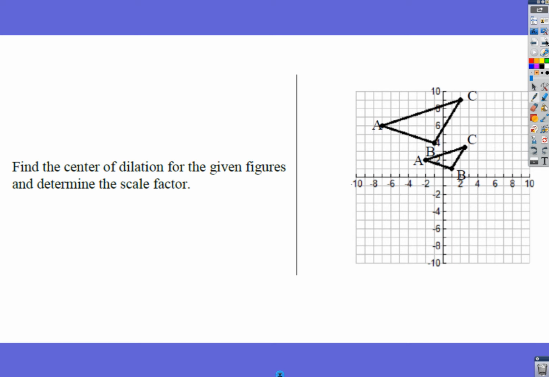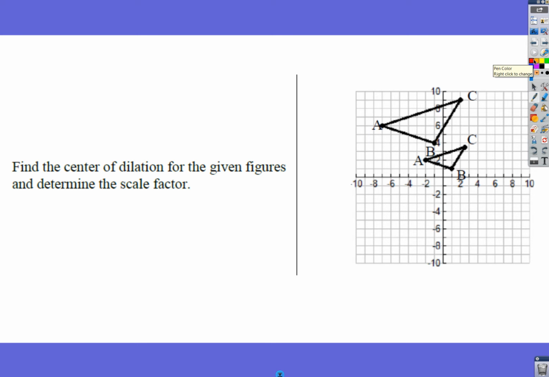Find the center of dilation for the given figures and determine the scale factor. Who remembers how I told them we can find it? Draw a line. You draw a line. From where? Pre-image to image, the intersection. What he said, high five. Thank you. Connect each point on the image with its pre-image.